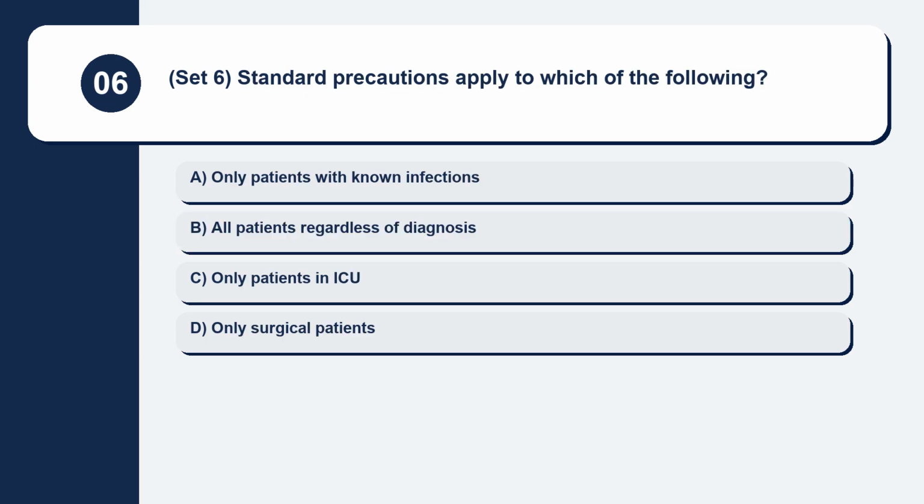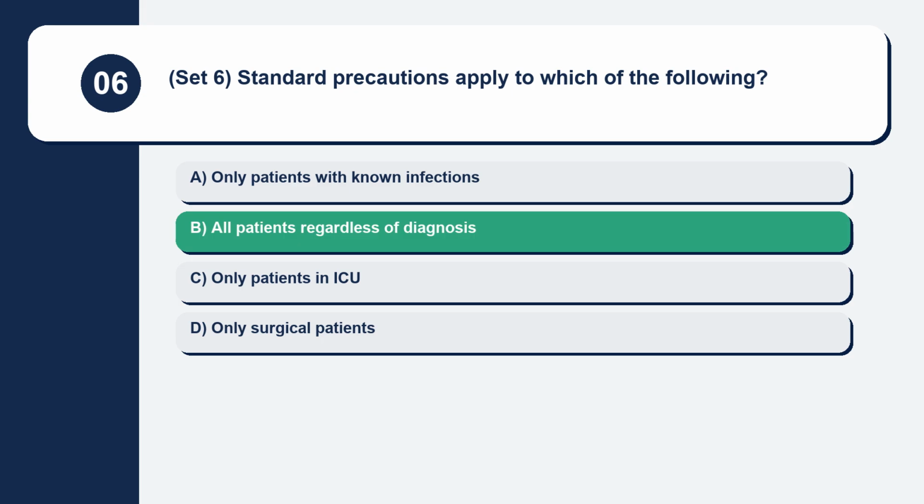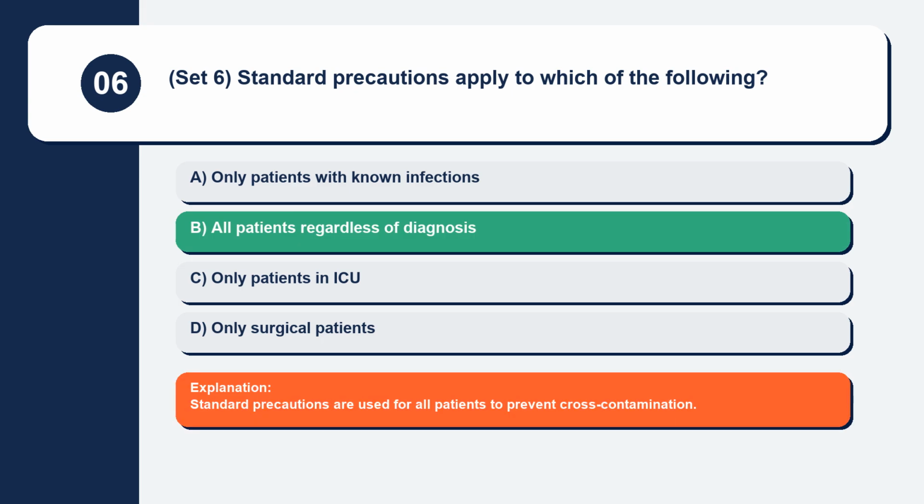Question 6. Set 6. Standard precautions apply to which of the following? Only patients with known infections, all patients regardless of diagnosis, only patients in ICU, only surgical patients. Standard precautions are used for all patients to prevent cross-contamination.